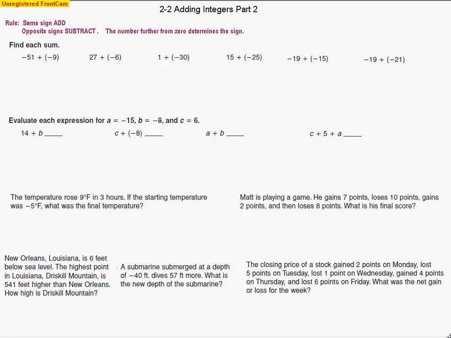Today we are going to be adding integers for the second day. And so we're going to go with that rule that we talked about yesterday. What we learned yesterday is that when we had the same sign, we always ended up adding. And so we're going to use that concept today. If we had opposite signs, we ended up subtracting. So we're going to use that concept today as well.